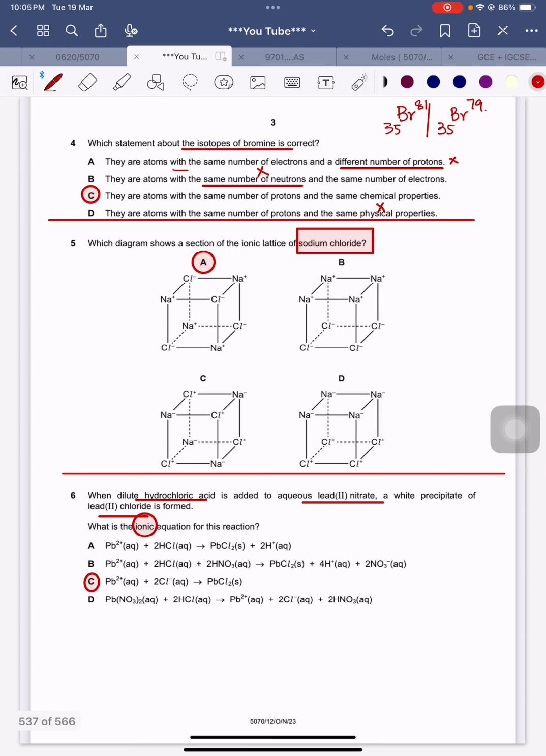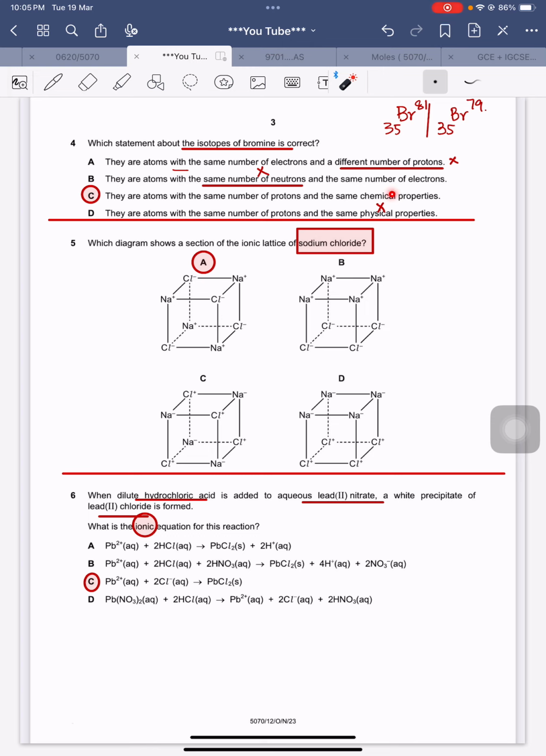They are the atoms with the same number of neutrons. No, atoms cannot have the same number of neutrons in case of isotopes. Okay, they are the atoms with the same number of protons and same chemical properties. Yes, when we have the same number of protons, it means the same number of electrons, and electrons are responsible for the chemical properties, so they have the same chemical properties. In case of isotopes, as neutron number is undergoing a change, it means that physical properties are undergoing a change.